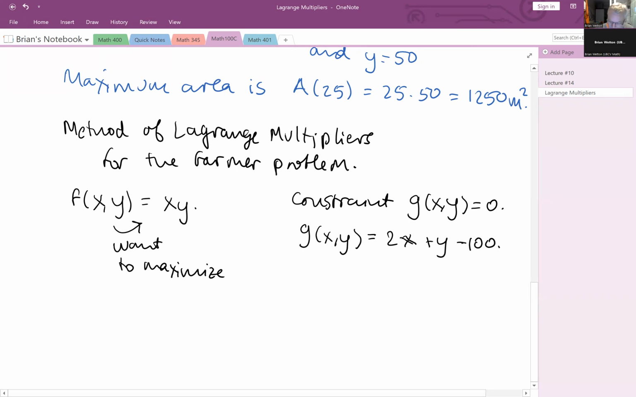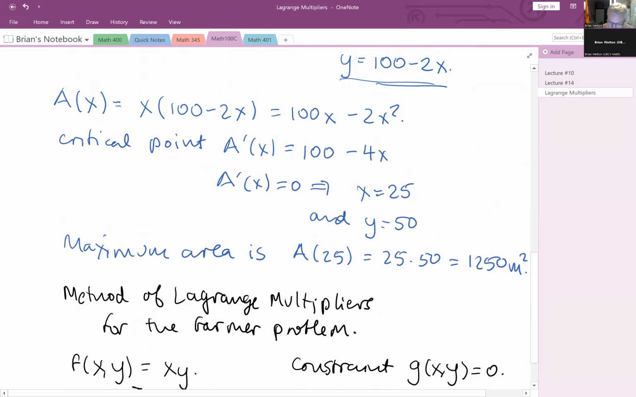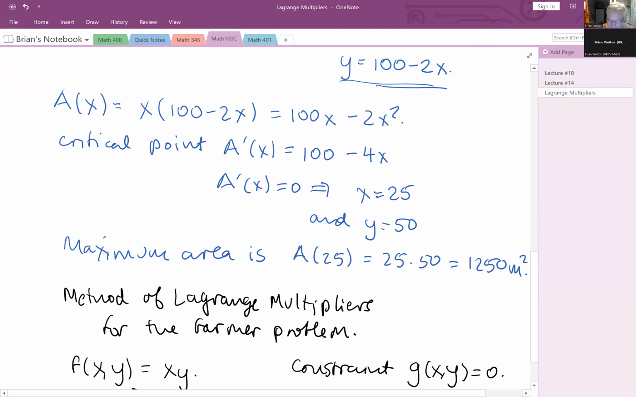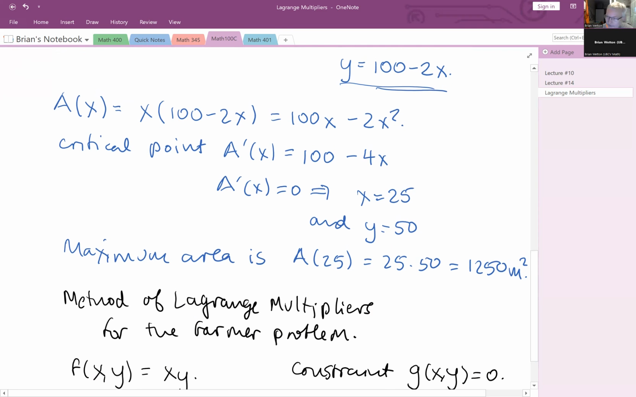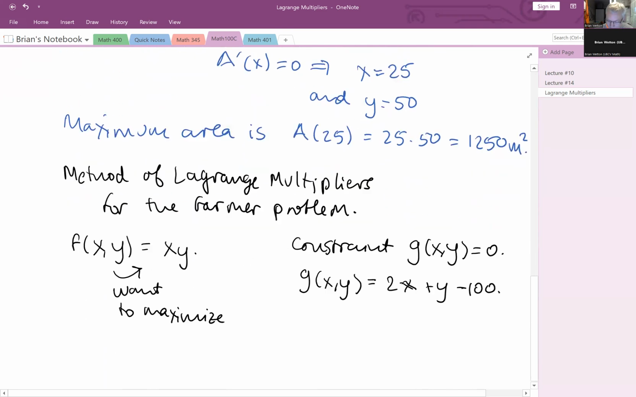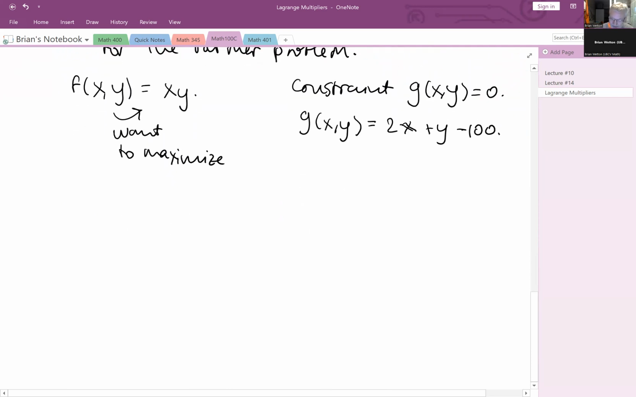Okay, now up above, we had a function of two variables. We eliminated one of them. We got a function of one variable. We used middle of Math 100 optimization techniques. Now, what I'm going to do now is overkill for this problem, but this is an example. I'm going to turn this into a problem with three variables. I know that seems a little counterintuitive, but bear with me.